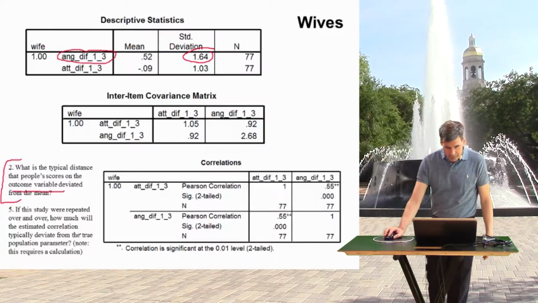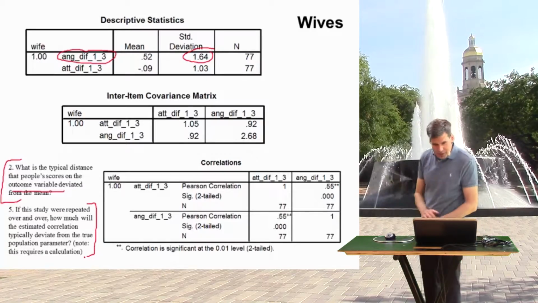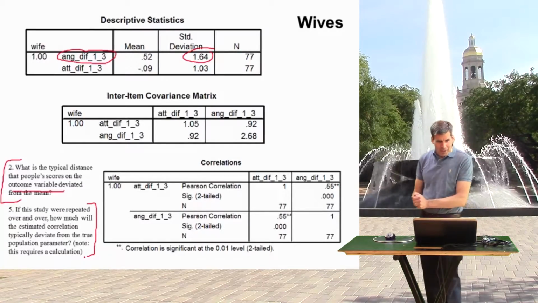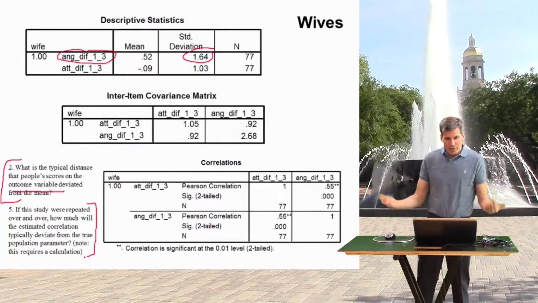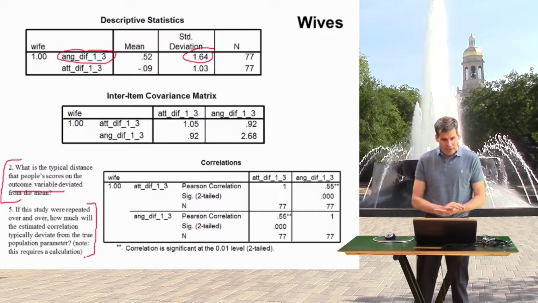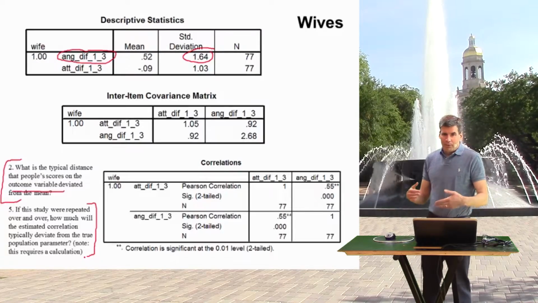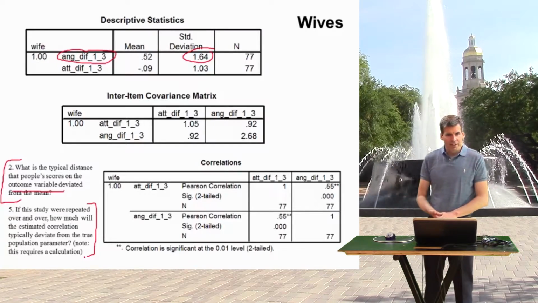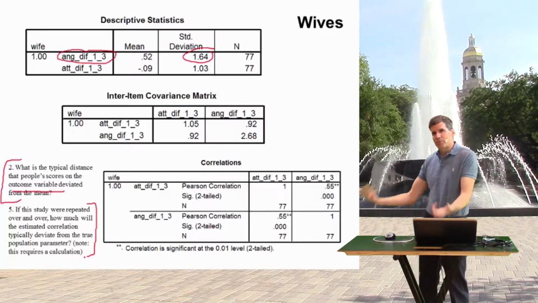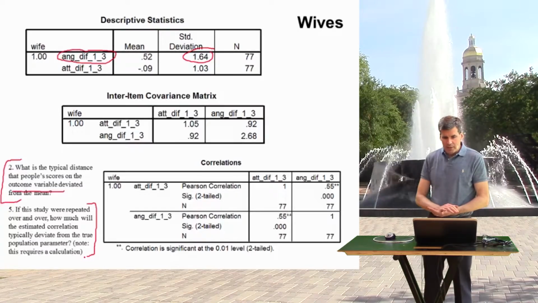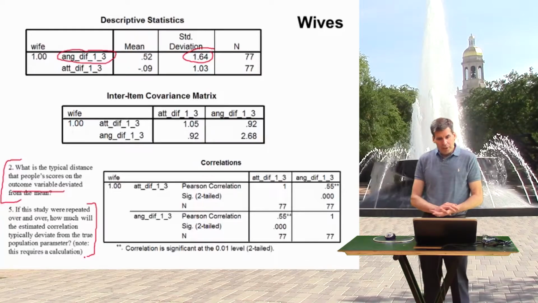What's next? Here's another question. My numbers on these slides, I've got 2 and 5. They're not in order, but we will just ignore that part. So we've got, if this study were repeated over and over, how much will the estimated correlation typically deviate from the true population parameter? So you look at that and think, what is that asking for? That is asking for the standard error of the correlation. How far the correlation for a study typically deviates from the true population parameter. And I have that little note there. It says, note, this requires a calculation, and indeed it does.